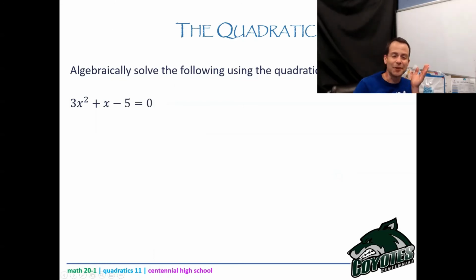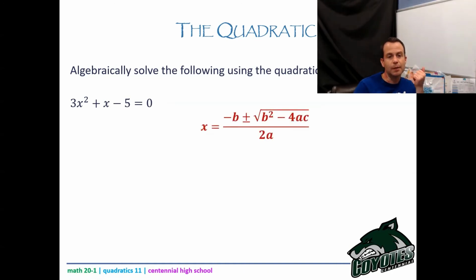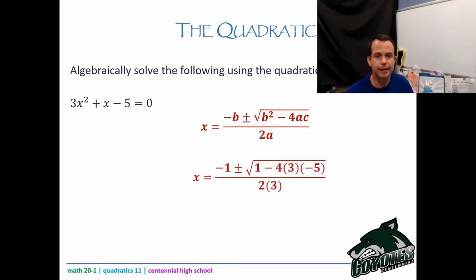All right, so 3x squared plus x minus 5 equals 0. Again, I'm writing down my formula. My a value is 3, my b value is 1, and my c value is negative 5. So I plug all of that in.